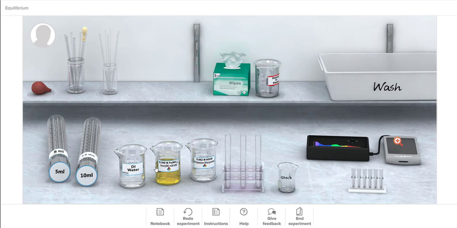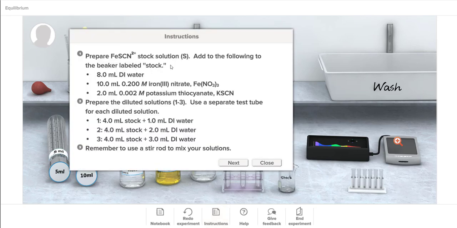So the first part we need to do is we're going to keep track of this reaction by how they change color between the two species. If you follow the directions, the first thing you are to do is to make a stock solution that contains both of the species plus deionized water, and then you're going to make 3 diluted solutions and put those into the test tubes, making sure to always use a stir rod to mix.